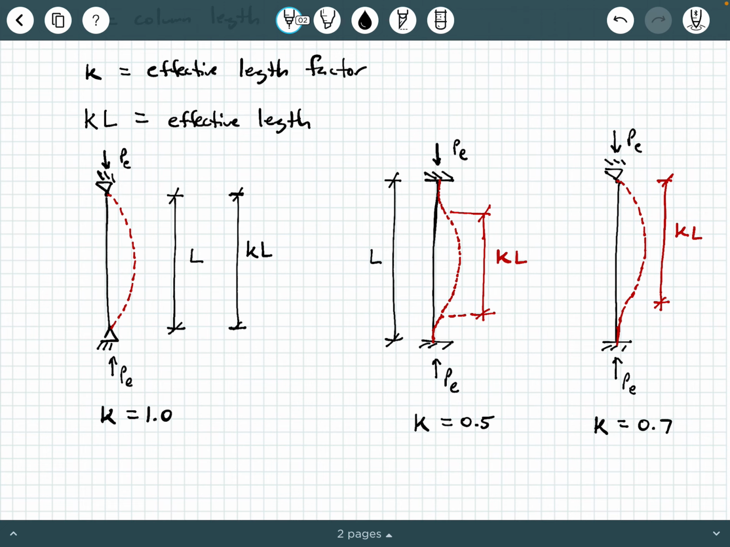All right. Now, when you look at the case that we just talked about, a pin on one end and a fixed connection on the other end, it does not matter if the fixed connection is at the top and the pin is on the bottom. All that matters is that the pin is on one side and the fixed connection is on the other side. Okay, so in the same case, K would still be 0.7 if the fixed connection was at the top and the pin was at the bottom.